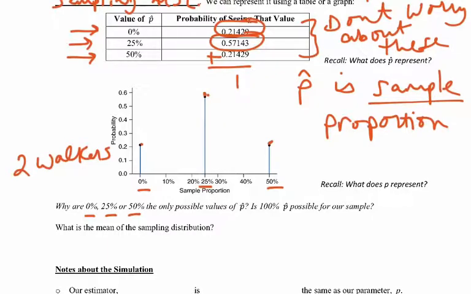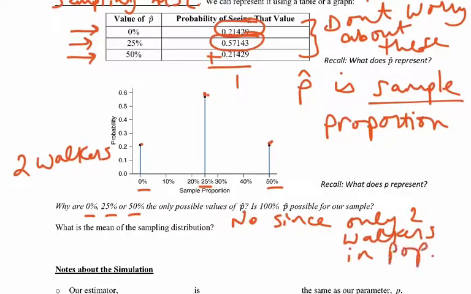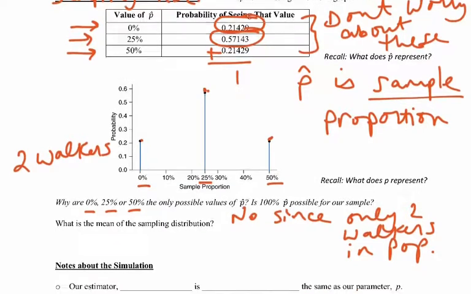Is it possible to get 100% in p hat for our sample? No, since there were only 2 walkers in the original population, okay? Then it says, what is the mean of the sampling distribution?